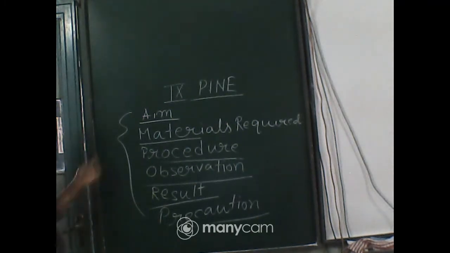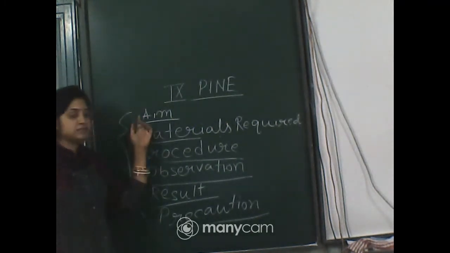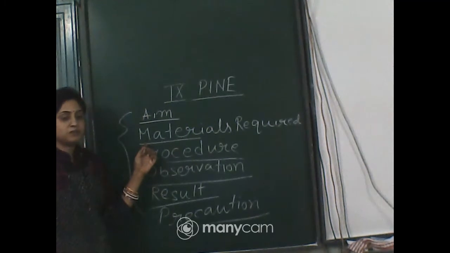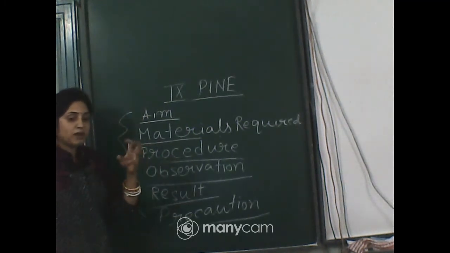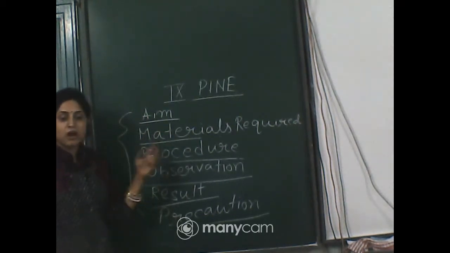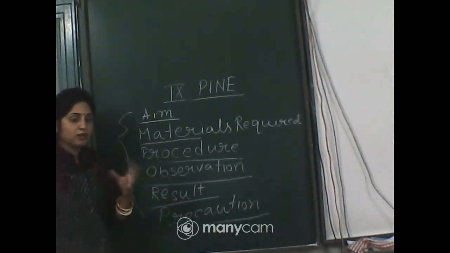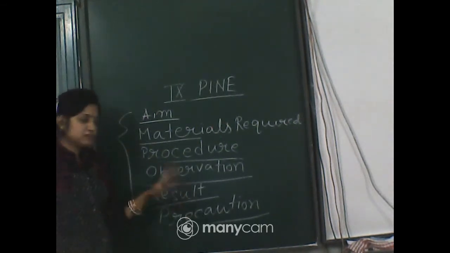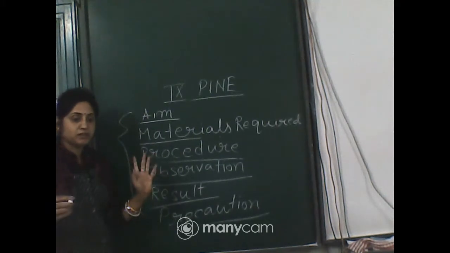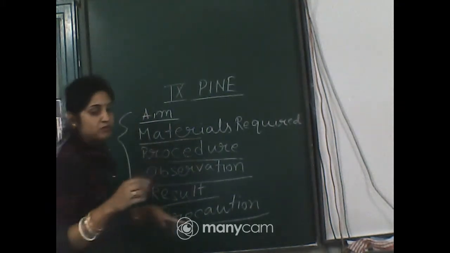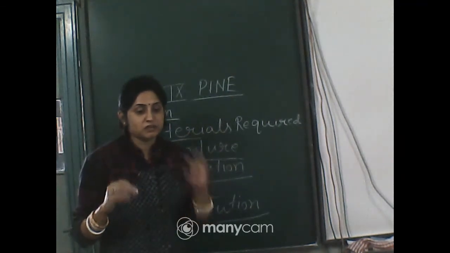Materials required means what things you require to complete that practical. Procedure, how you complete that practical. Observation, what you have seen in this portion. Result, what is the result after completing the practical. And then the precaution, what measures should be taken during this practical.